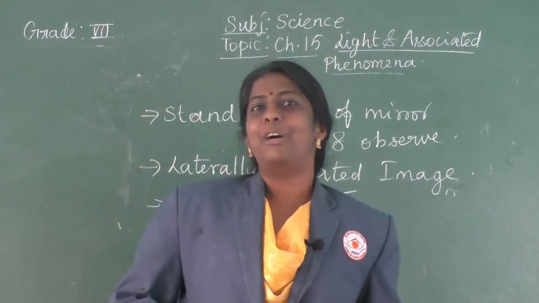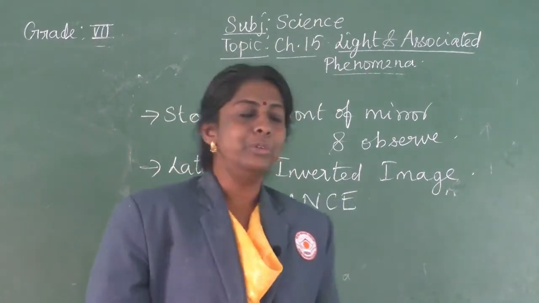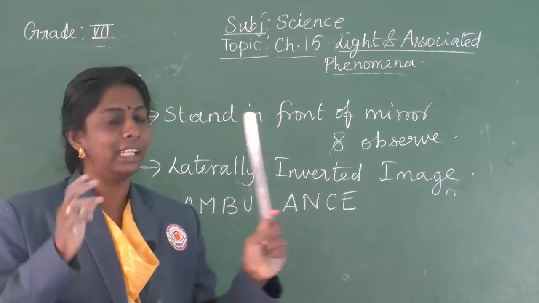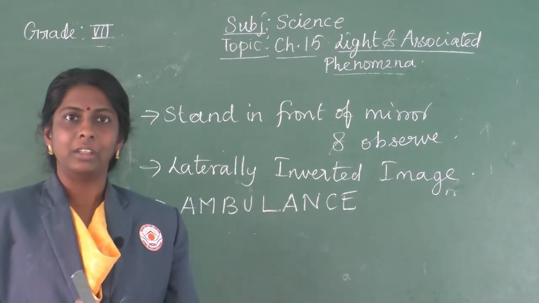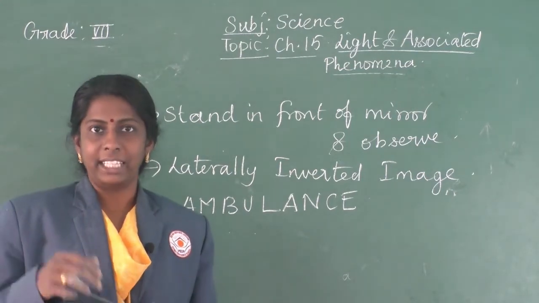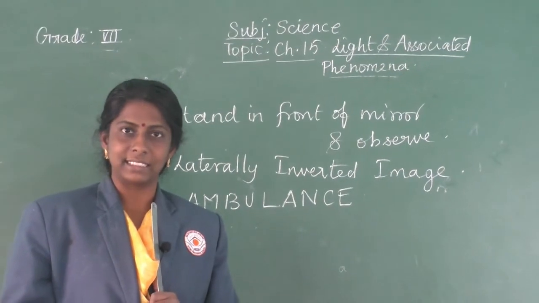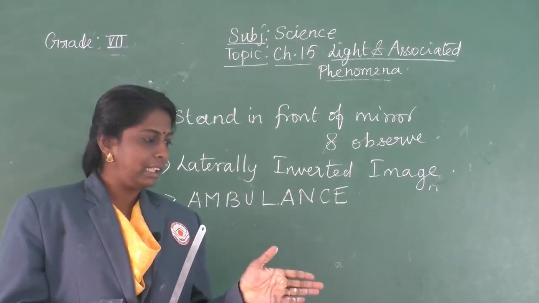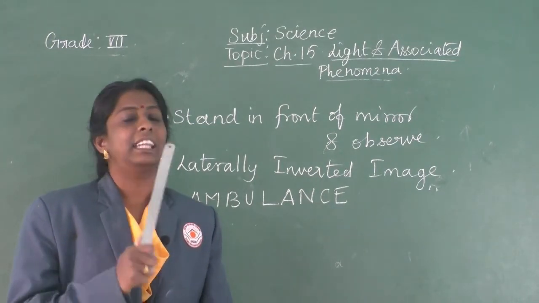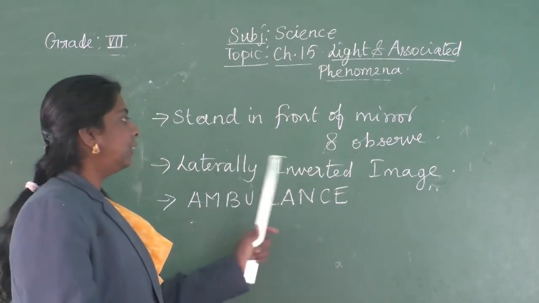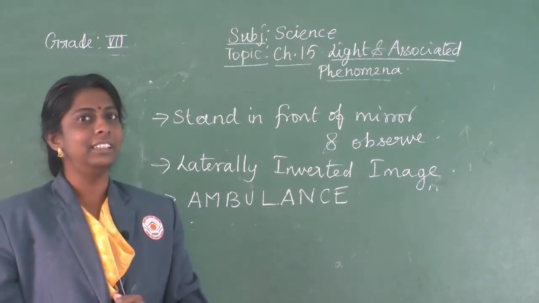Yes, children, now an activity for you all. You are going to stand in front of the mirror and observe. Your left side seems to be right and your right side seems to be left. Whatever you do on the left side will be visible on the right side. That image is called a laterally inverted image.